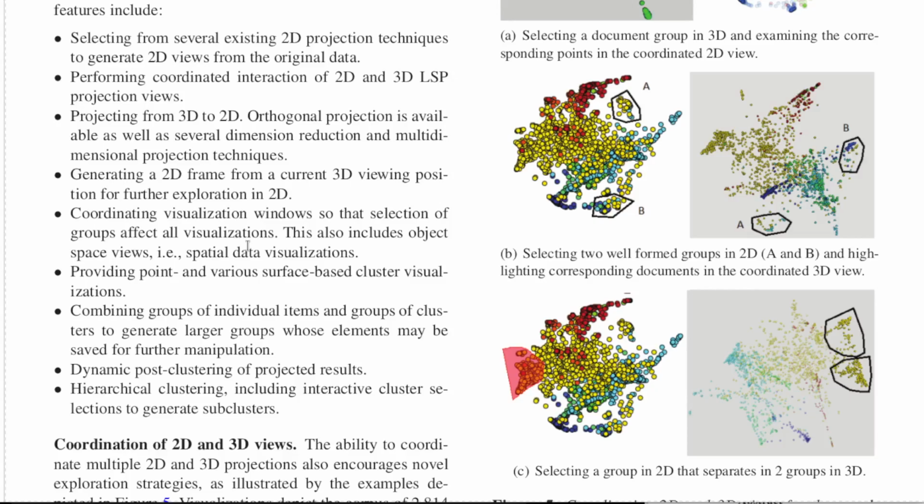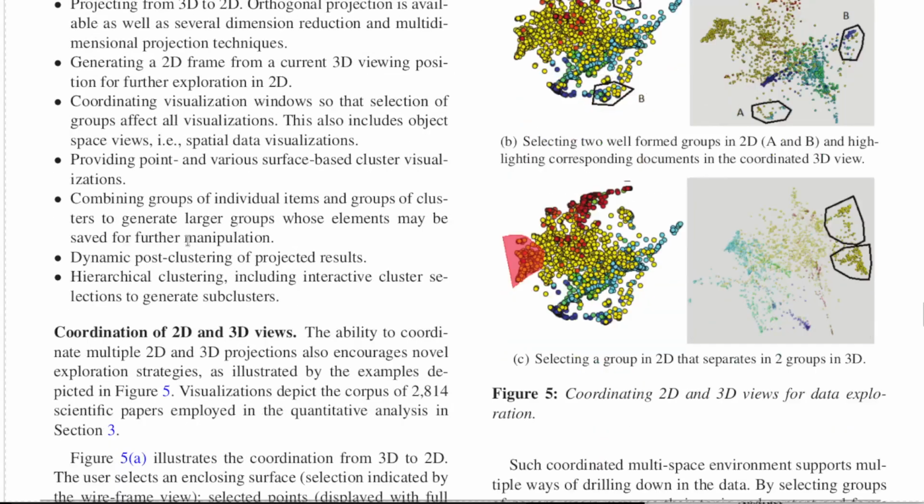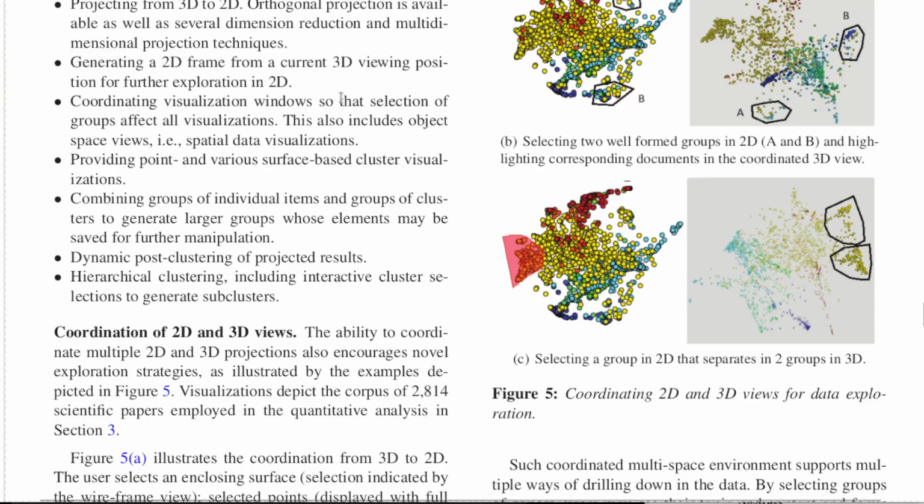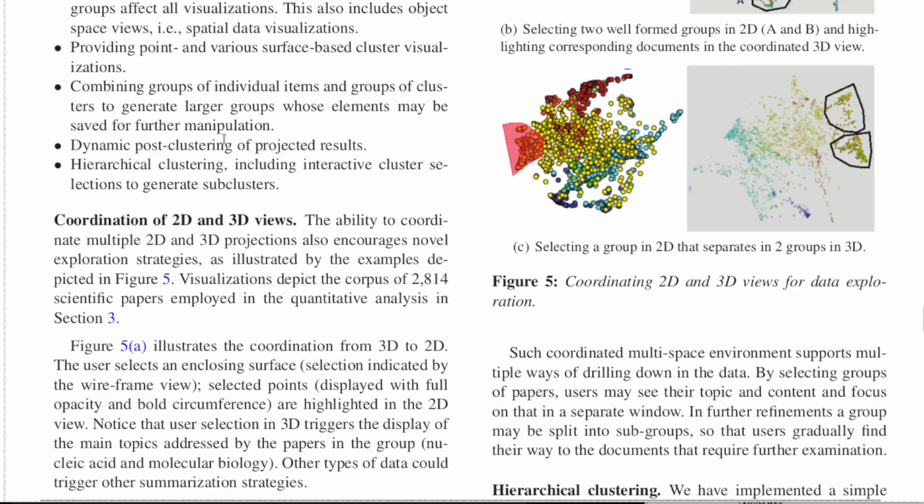The ability to coordinate multiple 2D and 3D projections also encourages novel exploration strategies, as illustrated by the examples depicted in Figure 5. Visualizations depict the corpus of 2,814 scientific papers employed in the quantitative analysis in Section 3. Figure 5a illustrates the coordination from 3D to 2D. The user selects an enclosing surface, selection indicated by the wireframe view. Selected points, displayed with full opacity and bold circumference, are highlighted in the 2D view. Notice that user selection in 3D triggers the display of the main topics addressed by the papers in the group, nucleic acid and molecular biology. Other types of data could trigger other summarization strategies.